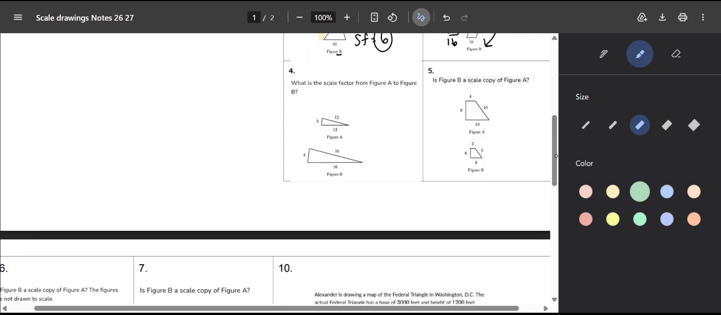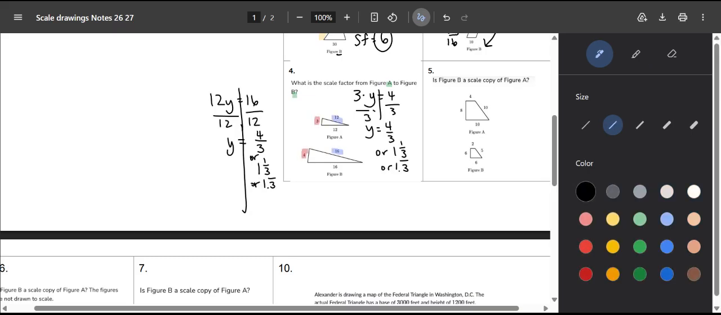All right, number 4 is another you do problem. So you're going to want to pick whatever side you want, find its corresponding side, and then figure out what you multiply 1 by to get to the other. We're going from A to B. So please press pause now, come back when you're ready to check.